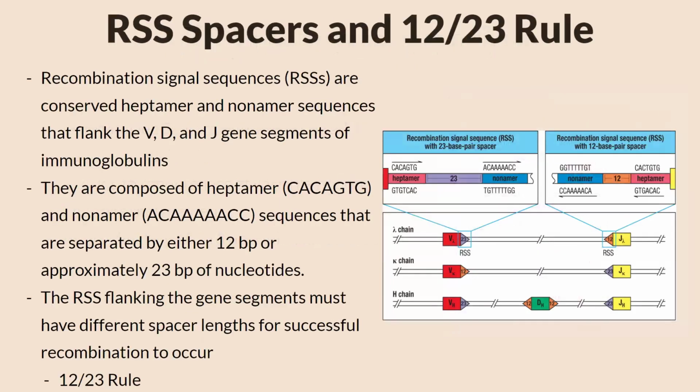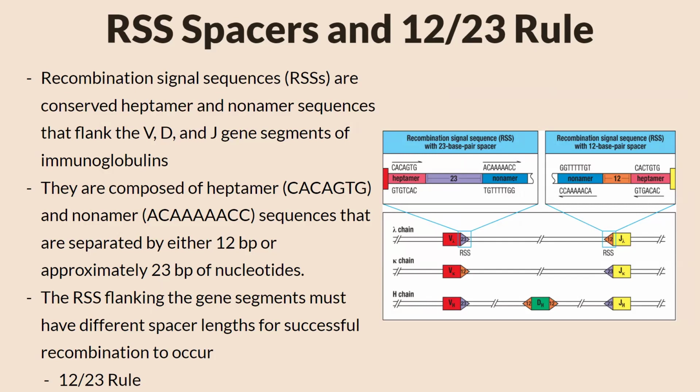Cool. Okay, so we were talking about the RSSs, recombination signal sequences. You don't need to know all the jargon about it. They're conserved heptamer and nonamer sequences. What you need to know is that they flank each of the genes, and they're either going to have 12 or 23 terminal base pairs. If you have two genes with identical numbers of terminal sequences, a 12 and a 12, or a 23 and a 23, it does not work. Hence, we have the 12-23 rule.